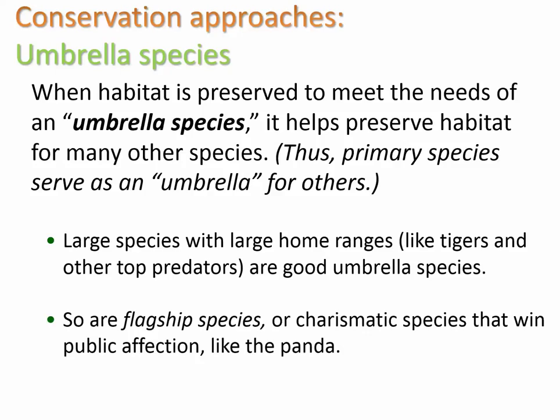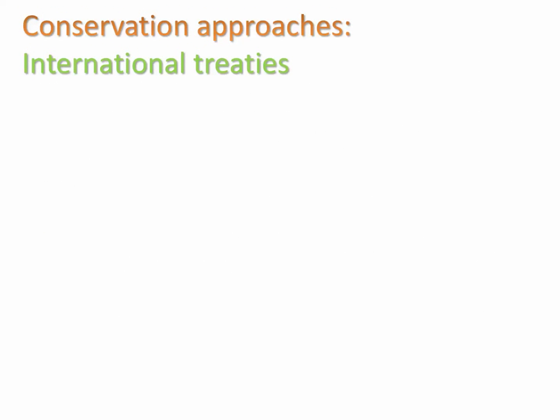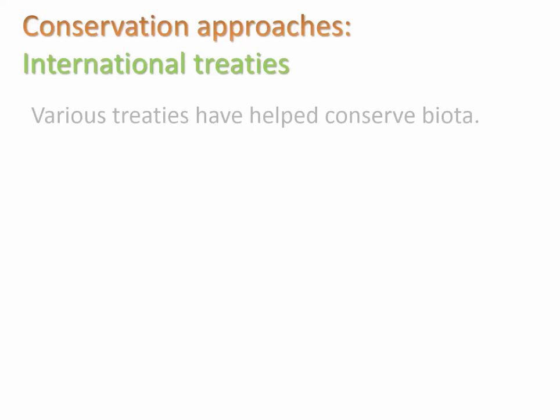Some other terms are flagship species or charismatic species that win public affection, like the panda. And so that's another term. Flagship species like the panda are not necessarily umbrella species, but they're basically poster children for saving endangered species because they're so cute. Okay, polar bears would be the same idea.